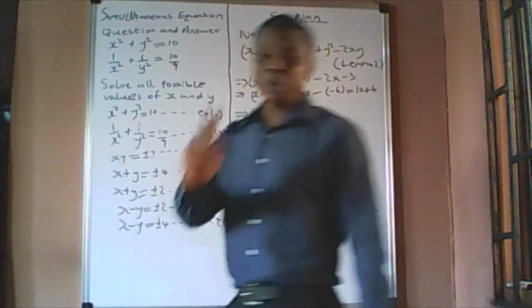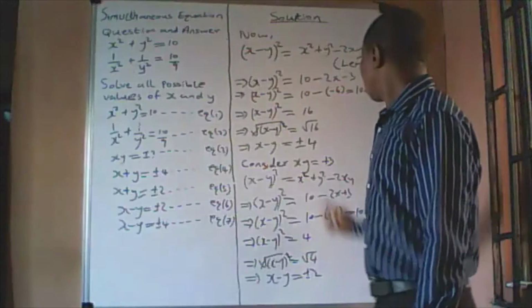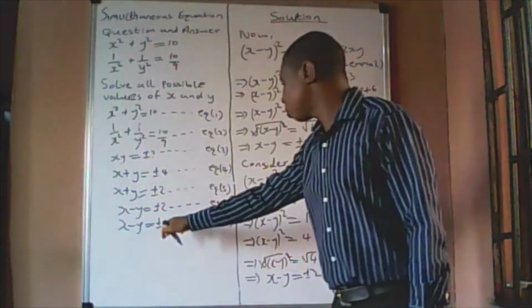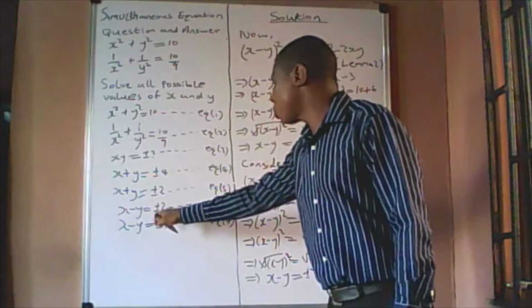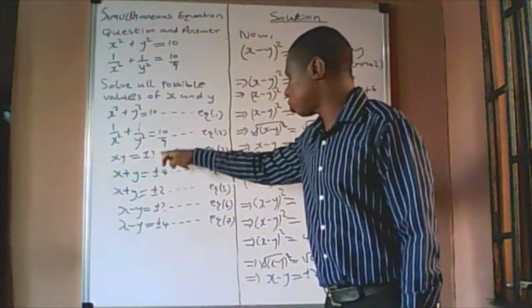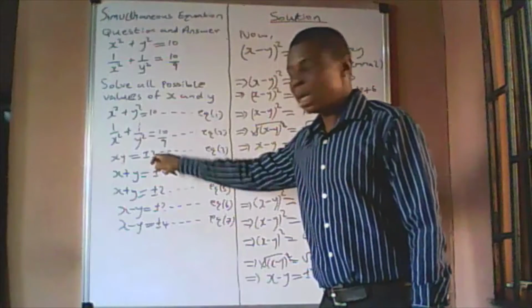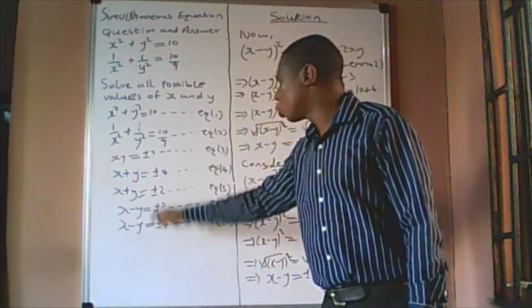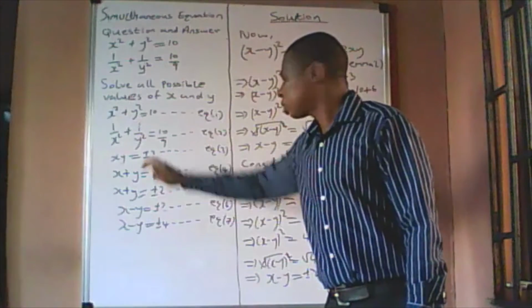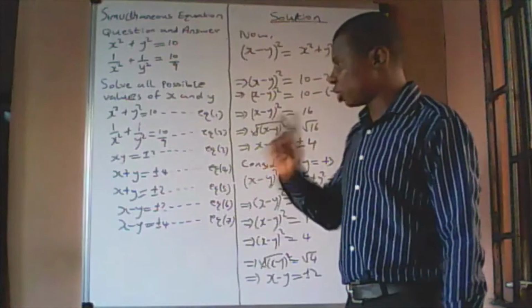But before then, please note that we derive this one when we substitute plus 3, and we derive this one when we substitute minus 3. Note it very well.